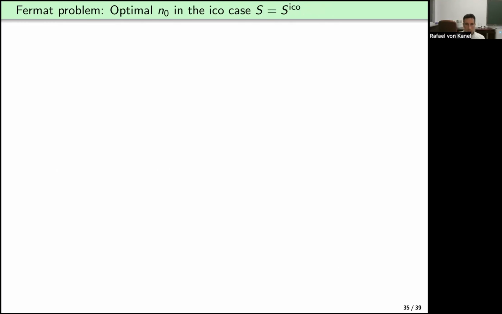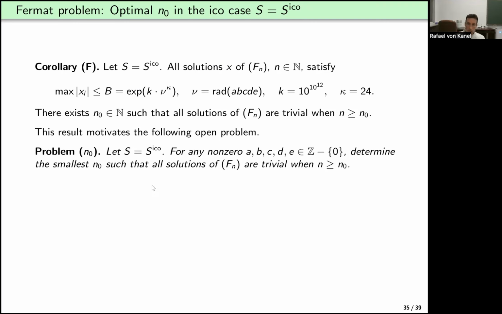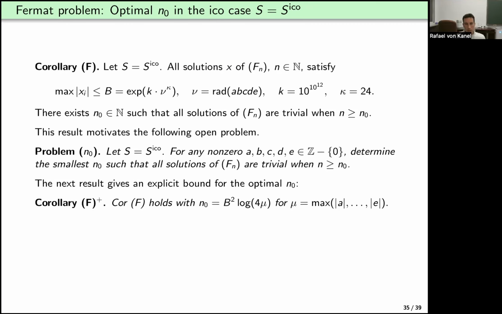So next, I would like to discuss the optimal n0 in the case S is S_ico. So recall our corollary. And this motivates what is the optimal, the smallest n0, such that all solutions of F_n are trivial when n is greater or equal than n0. And so the next result doesn't solve this problem, but at least it gives an explicit upper bound for the optimal n0. So we can actually improve this Corollary F a little bit, and we can say that this corollary F actually holds when n0 is this explicit bound here, where this B is given explicitly here, and this mu is just the maximum of the absolute values of the coefficients.